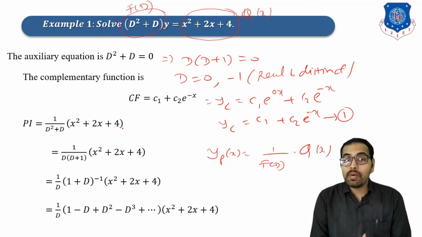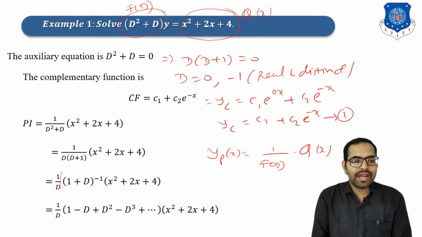See, whenever our Q of x is in polynomial form, what we have to do is convert the term into the form 1 plus D or 1 minus D. For that, take D common in the denominator portion, so inside the bracket we have D plus 1, of x square plus 2x plus 4. Then it becomes 1 upon D, inside the bracket 1 plus D raised to minus 1, of x square plus 2x plus 4. With the help of binomial expansion we can simplify that term.